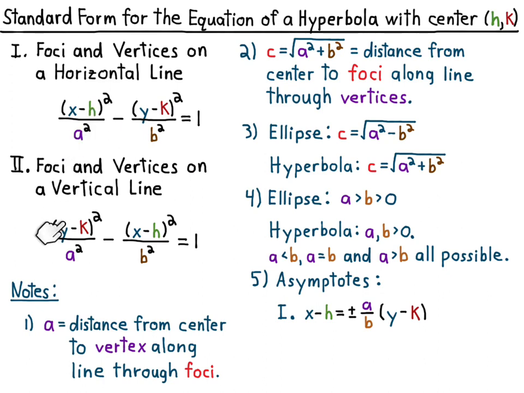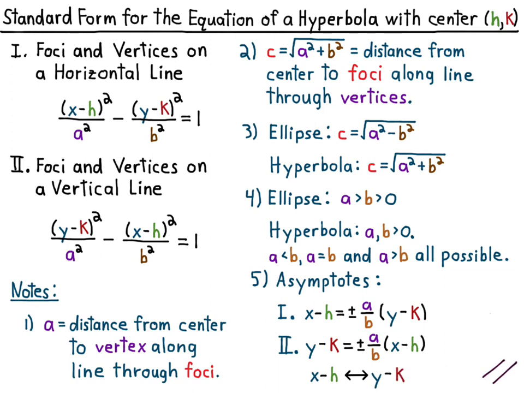Now for the other one, type 2, y minus k takes the place of the x minus h. So you're just switching the x minus h and the y minus k. You get y minus k equals, but it's still plus or minus a over b. The distance from the center to the vertex always goes on top. So y minus k equals plus or minus a over b times the quantity x minus h. Okay, so that's how you find the asymptotes.